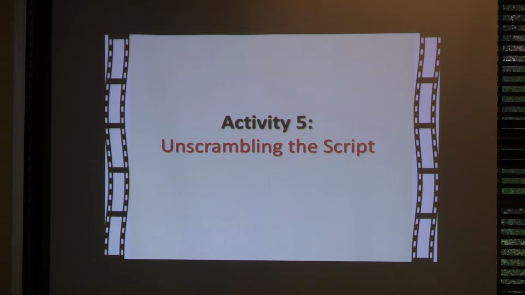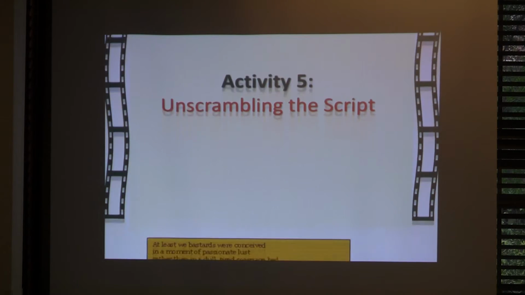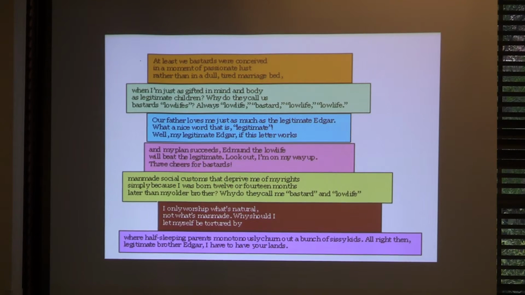The fifth one is unscrambling the script. Again, they're given a part of the movie script, but all scrambled, and then they have to unscramble it. As they watch the movie, they have to put it in the right order. Like here, they're given all the pieces cut and scrambled, so they have to put them in the order it comes in the movie.